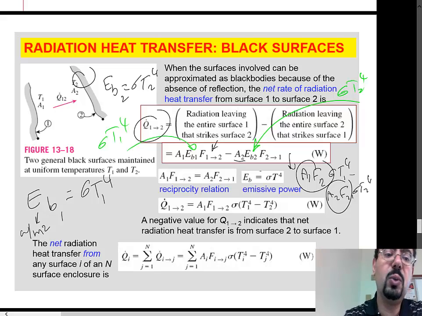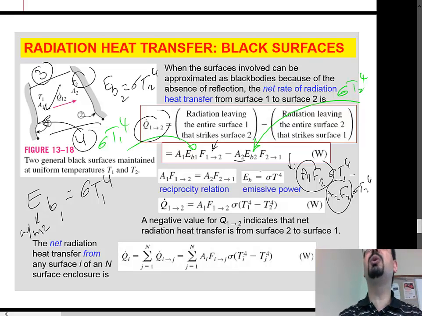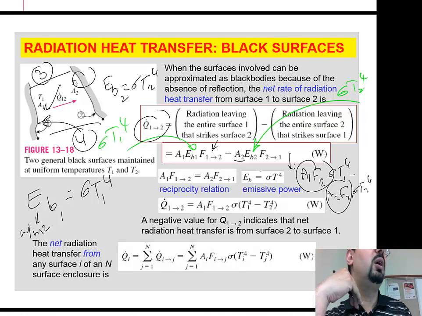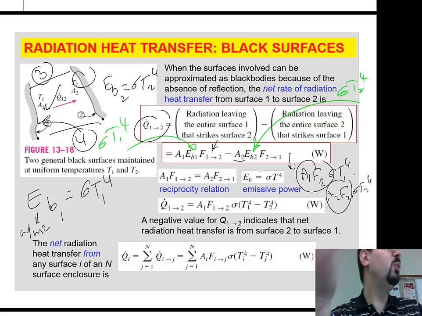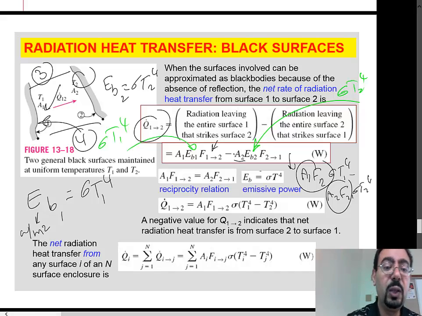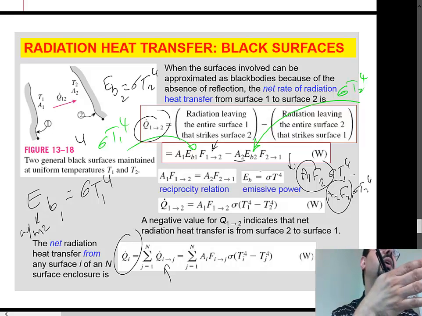And if surface 1 is also surrounded by surface 3 and surface 4, it will get radiation not just from surface 2 but also from 3 and 4. Right? All the surfaces that it can see will send radiation to it, and it will send radiation to them. So at the end of the day, the Q for any surface would be the summation of the Q that it's exchanging with all the other surfaces that it can see.